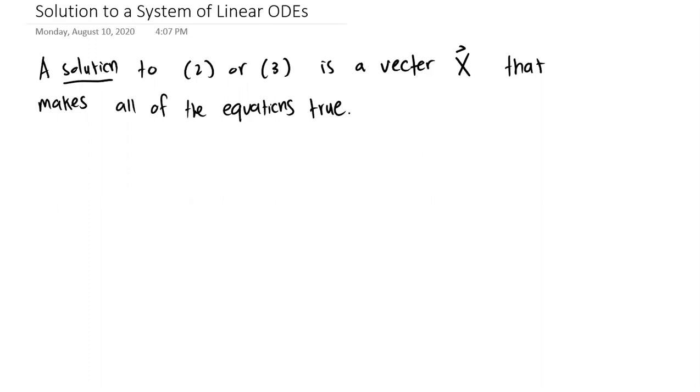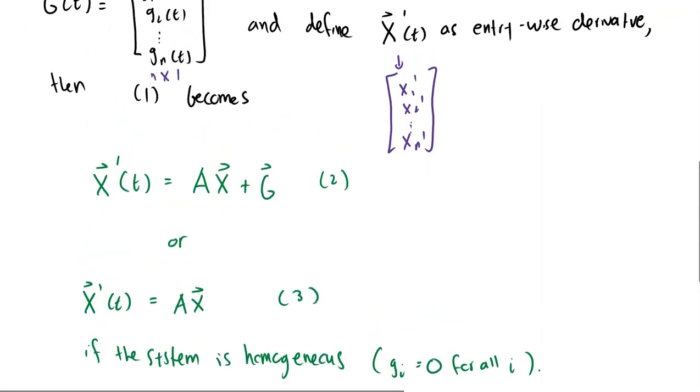So let's go back to our system. A solution to either equation 2 or equation 3 is a vector x that when you plug it in, meaning that you multiply A times x, and you calculate the derivatives of each entry in x, whatever's on the left of this equation has to be equal to whatever's on the right. So very similar to what it means for a function to be a solution for a single differential equation. In this case, we're asking when is a vector a solution to a system of linear equations.